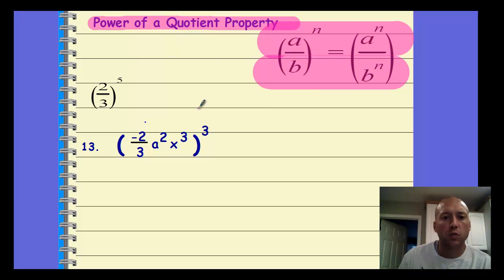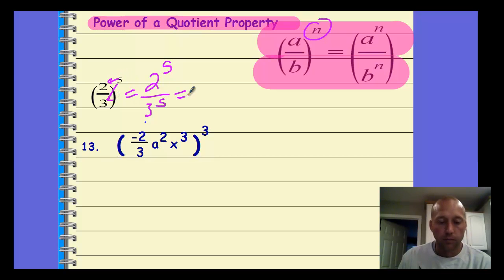So this is the last one. Power of a quotient property. It's similar to the power of a product property, but here we're dividing instead of multiplying. And so just the power goes to everything inside the parentheses. Almost like common sense for some of these rules. So this is 2 to the 5th over 3 to the 5th. That 5 goes to both of these numbers.